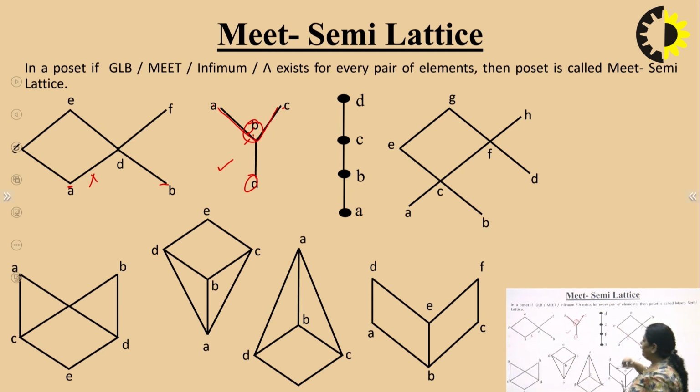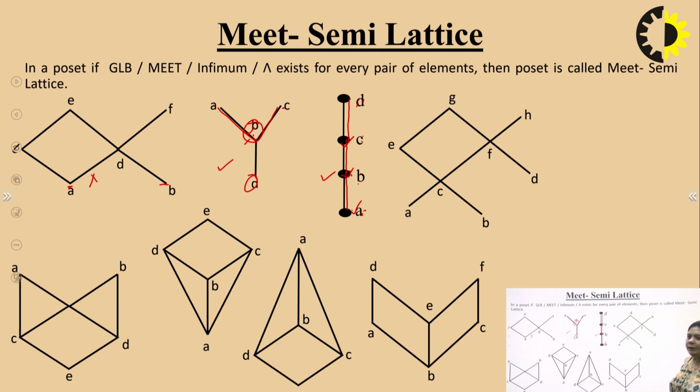Now we will search for the next one. Single bottom is here. Yes, it is a single bottom. Now we have to search for every existing pair. For A and B, we are having A, that is the very first point where they are meeting. For C and B, the very first point where they are meeting is B. For D and C, it is C. Now again check other pairs: A and C, we are having A; B and D, we are having B; A and D, we are having A. So for each and every pair, we are having the meet. So this will be a meet semi-lattice.